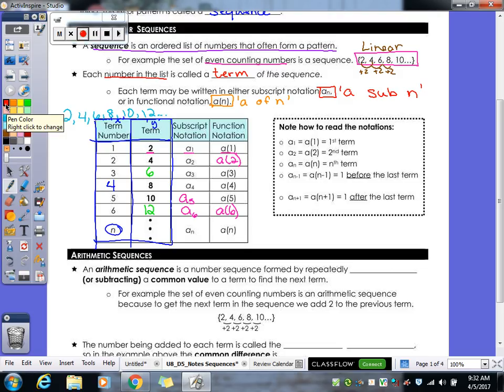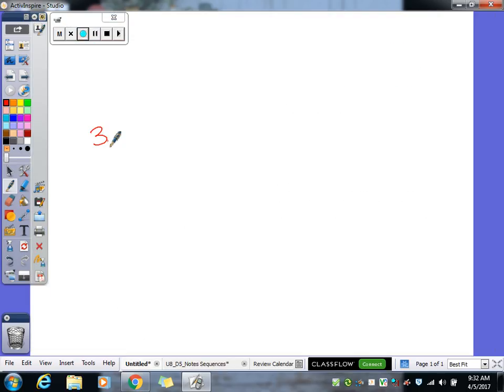Will you always use both notations? No. They're just interchangeable. They've been the exact same thing. So let's see here. I'm going to come up with a list for us. Here's our sequence.